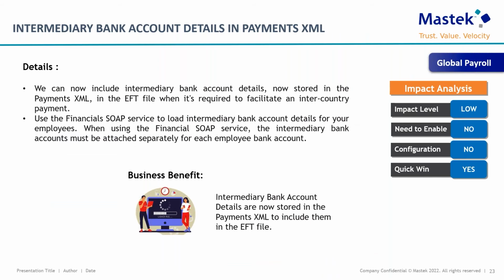Next one is intermediary bank account detail in payment XML. So this is mainly for payments to international employees, or if you are paying from, let's say, the UK to an employee working from the US. So this will be for the intermediary bank account detail. You will get it in your XML file, and then you will get it in your EFT file, like in your BACS file. So this is again a direct feature available, and you do not have to do any configuration, or you do not need to enable this one.